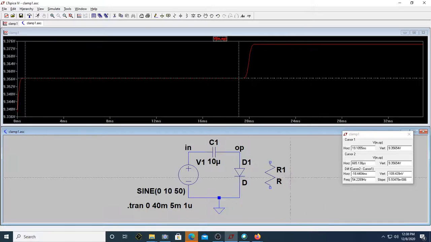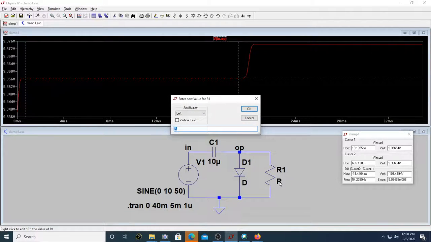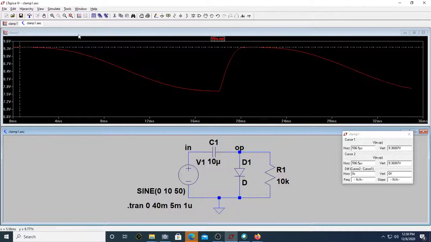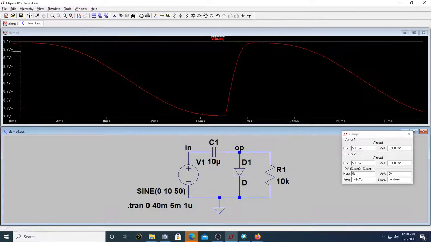Let me connect a much more practical circuit where it is going to have some load resistance. I will connect a resistance of 10k. You can see that whenever it is 10k, it is losing some charge. So now the capacitor has lost charge even when the diode is off, because there is one path for the capacitor to discharge.